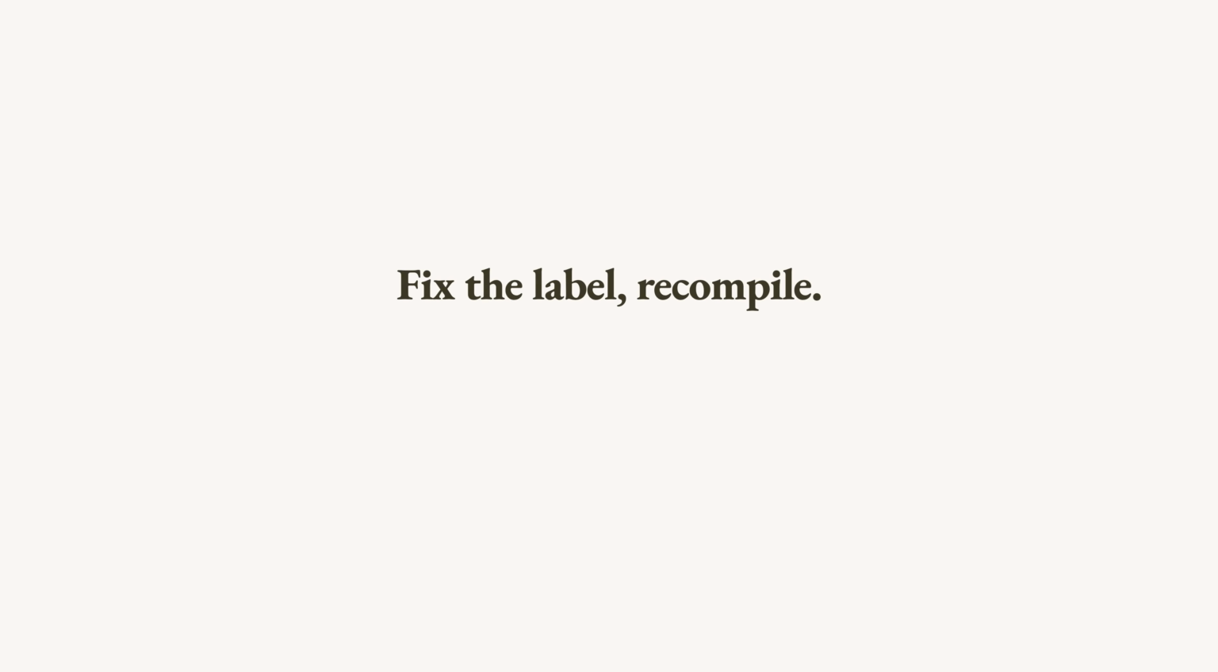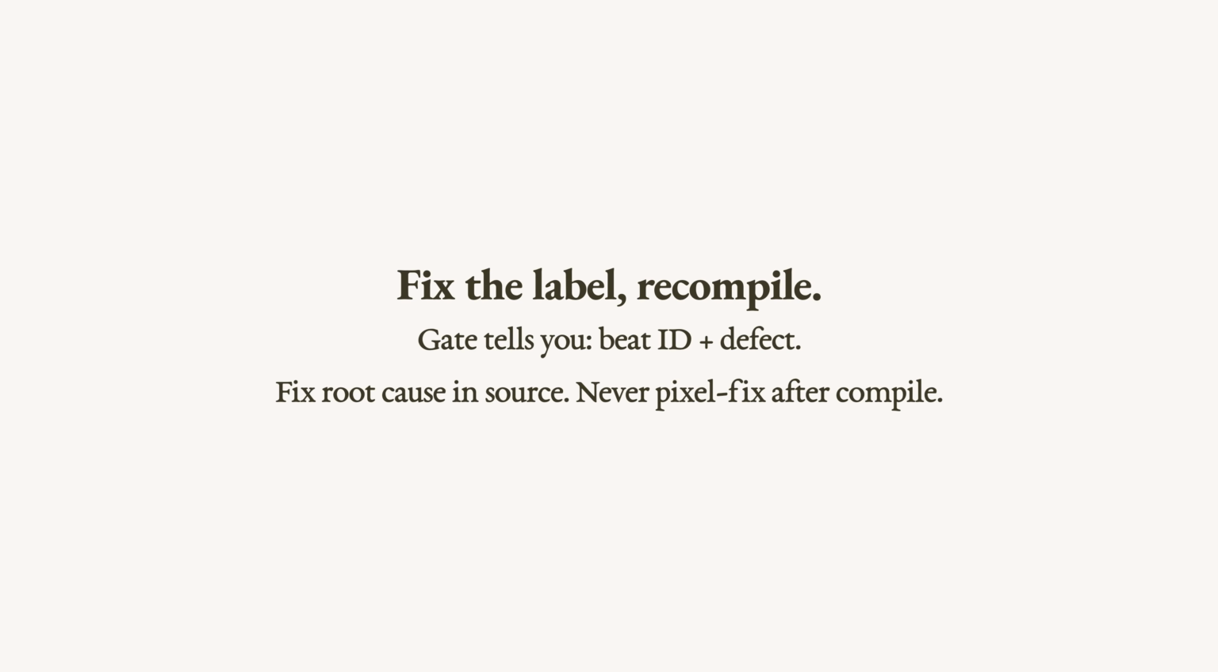Fix the label, recompile. The gates tell you the beat ID and the defect. Go to the source scenes.py for manim, the remotion component for remotion. Fix the root cause, re-render that beat, recompile. Never fix gate failures by fiddling with pixels after compile.